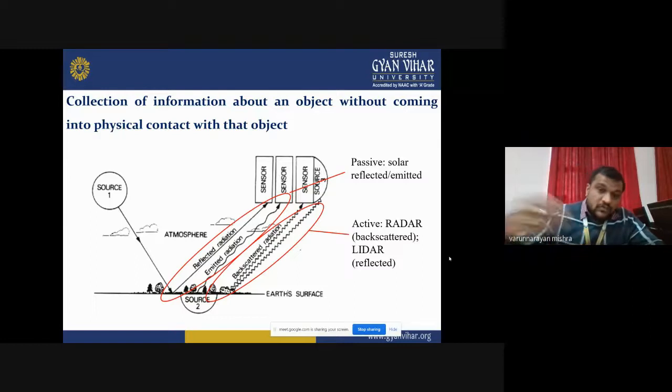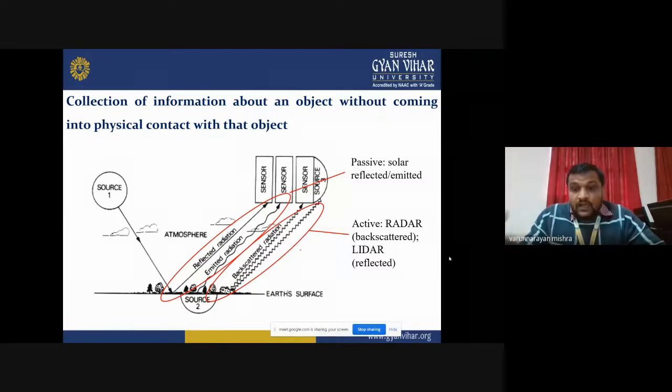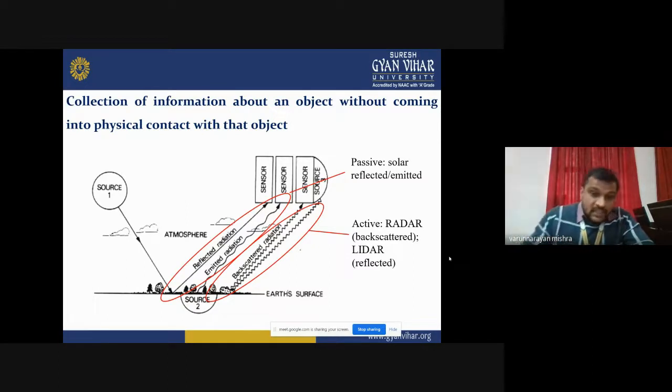The second type is the active remote sensing process, in which we use radar or lidar, which is a kind of artificial energy source. The sensor itself produces the energy. It is sent towards the target on the earth surface, and it is backscattered from the earth surface. So three different processes are involved in remote sensing: reflected radiation, emitted radiation, or, in the case of active remote sensing, backscattered radiation, to get information about the earth surface.